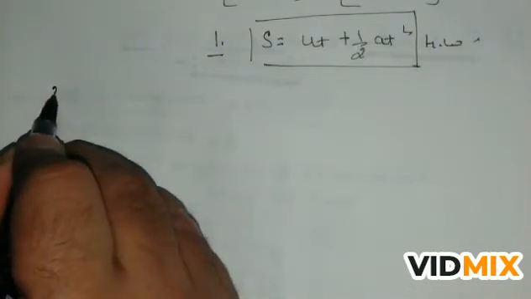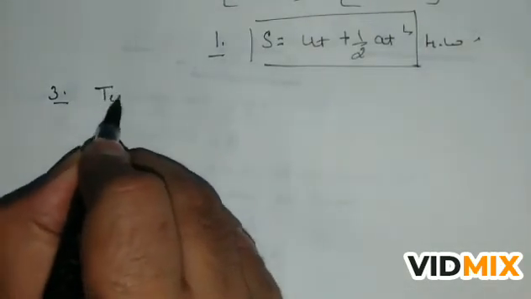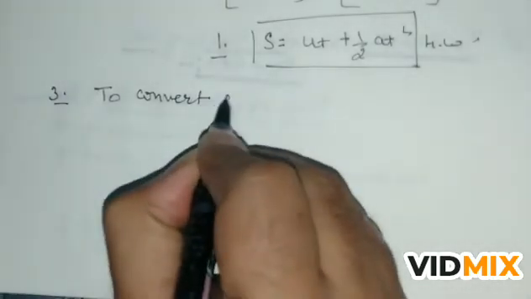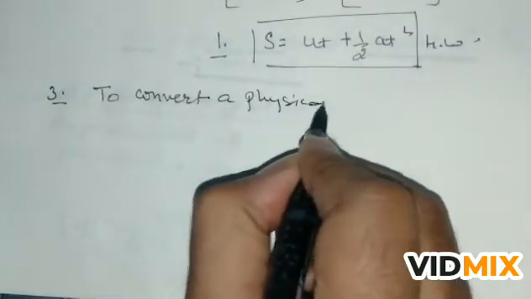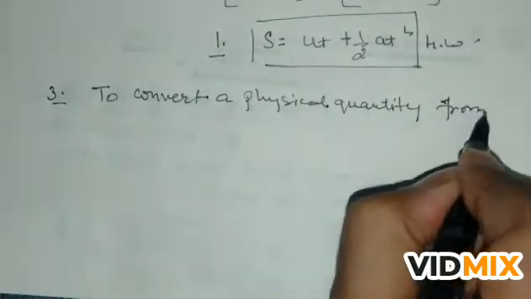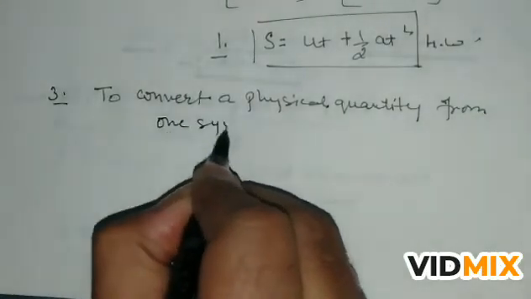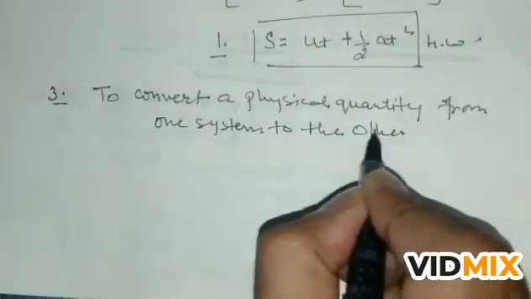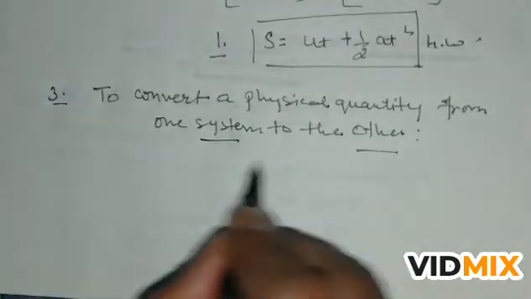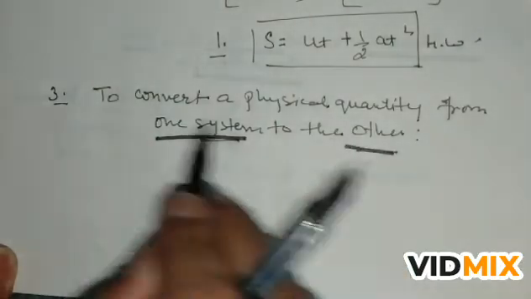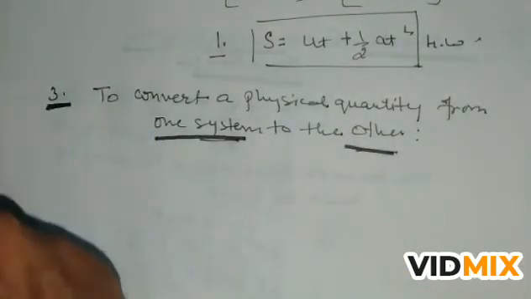Now the next application is to convert a physical quantity from one system to the other. एक सिस्टम से दूसरे सिस्टम में भी हम किसी भी फिजिकल क्वांटिटी को कन्वर्ट कर सकते हैं. This is the third application of dimension.